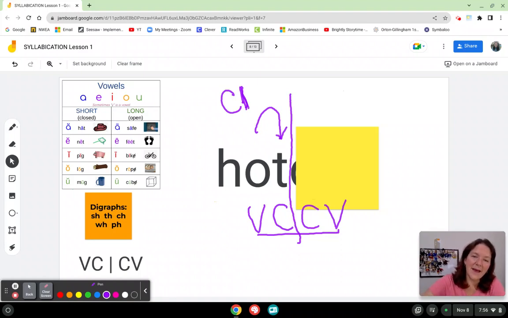And then I can see that closed vowels are short. So I put the little short symbol above the O. So that's why it says hot, not hoat. It was not a long sound. It's a short sound. It says hot. Next. Go ahead and mark your paper if you haven't.